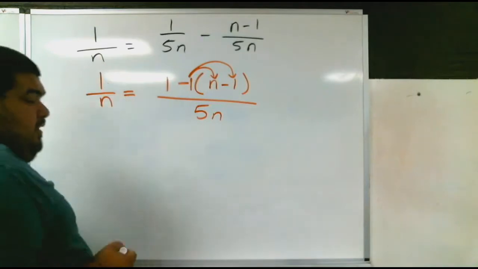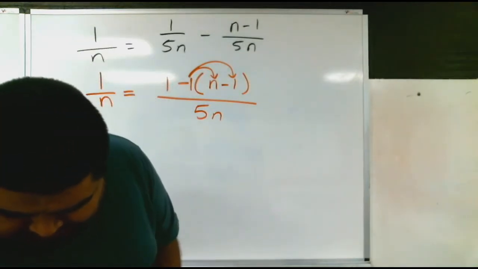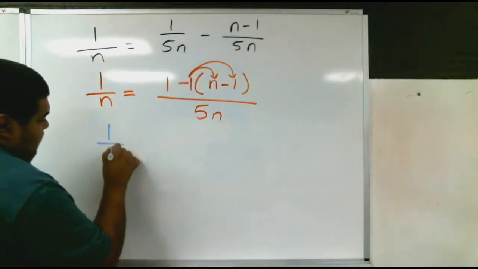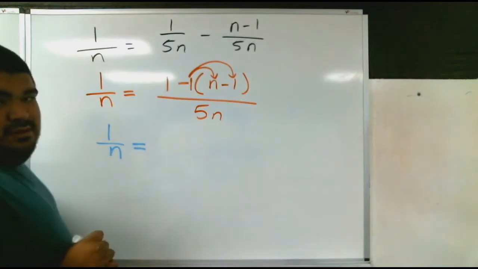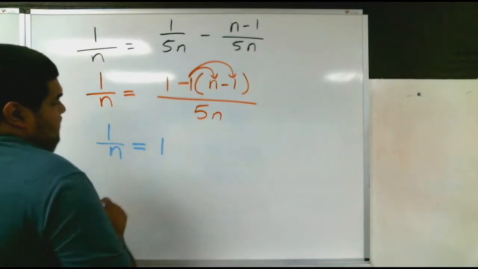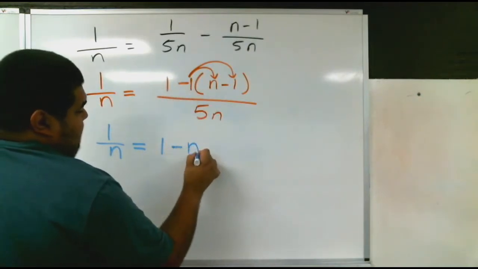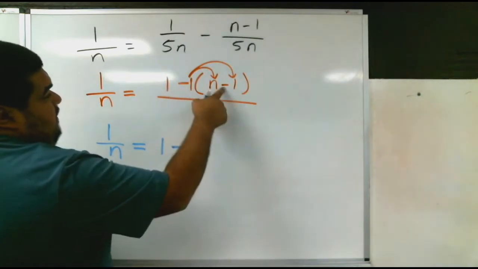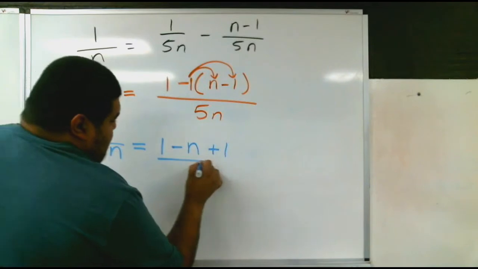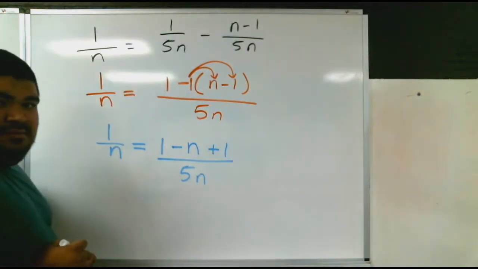Again, we're not going to do anything on this side of the equation. So we have 1 over n equals, the 1 for now stays, the first one. Now negative 1 times n is minus n. Negative and negative make it positive, plus 1 over 5n. Okay?